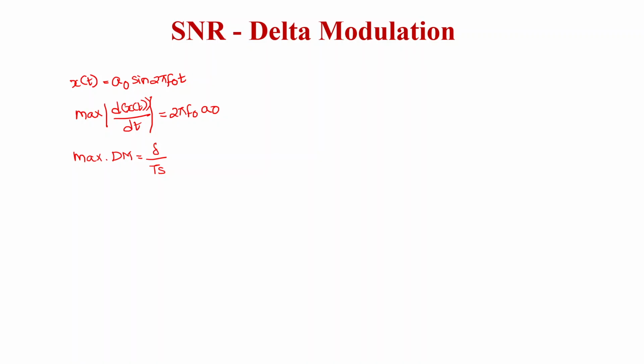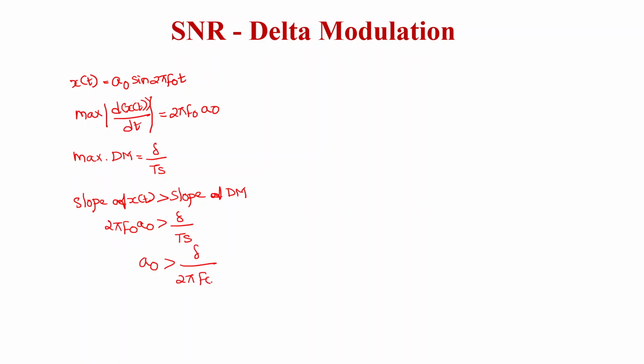Slope overload distortion occurs when the slope of x(t) is greater than the slope of the delta modulator. If this condition prevails, then slope overload distortion occurs. So substituting the slope of x(t), 2 pi f0 A0 should be greater than delta by Ts. From this, A0 is greater than delta divided by 2 pi f0 Ts.